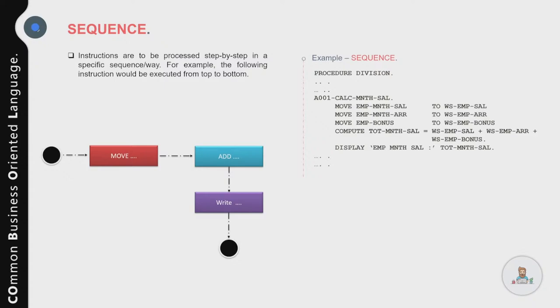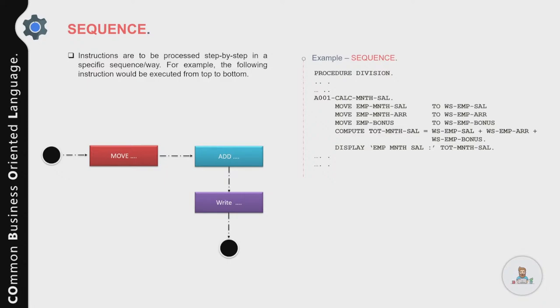And there is a paragraph called A001-calc-month-sal. So this is basically a calculation of monthly salary. And in this case, you have move statement, then you have compute statement and display statement. So these statements will be executed one by one from top to bottom. So first of all, we would be moving the monthly salary to a temporary variable, that is WSEMPSAL.